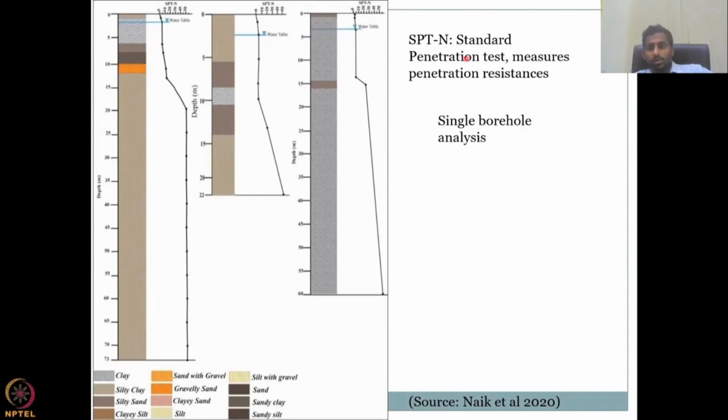And also tell about the standard penetration test. So in this study, for each well, they also measured the standard penetration test along with the water table. So what does the standard penetration test give you?